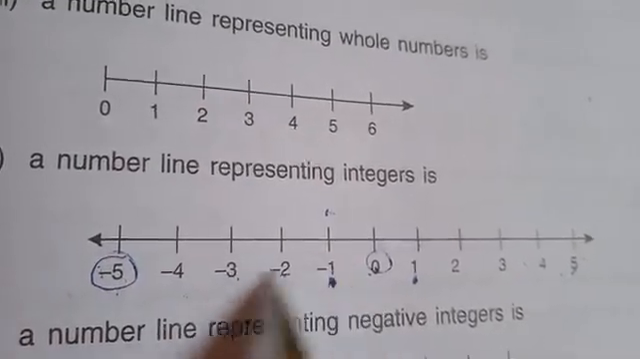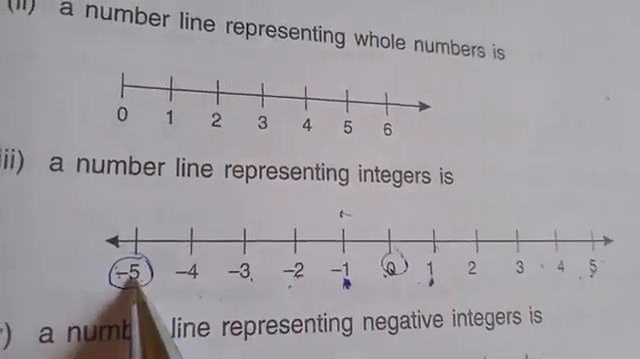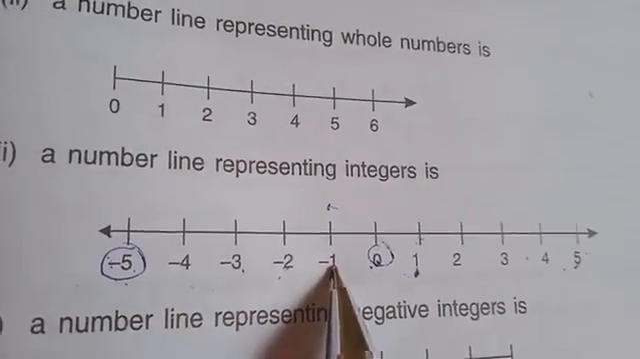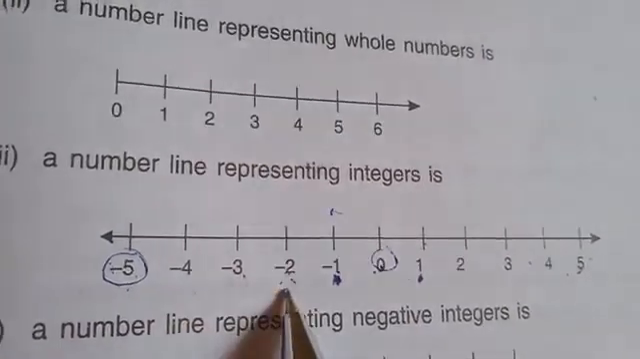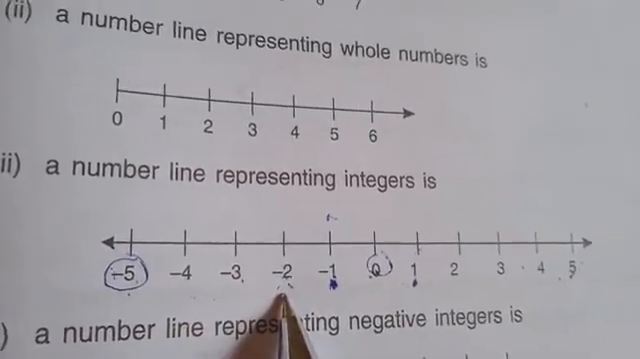So when you study negative integers, you will come to know that the number which is smallest is always the greatest. So when I compare -3 and -2, 2 is smaller, so -2 will be greater. Okay.